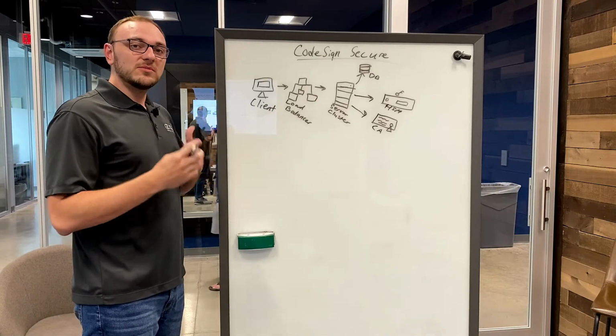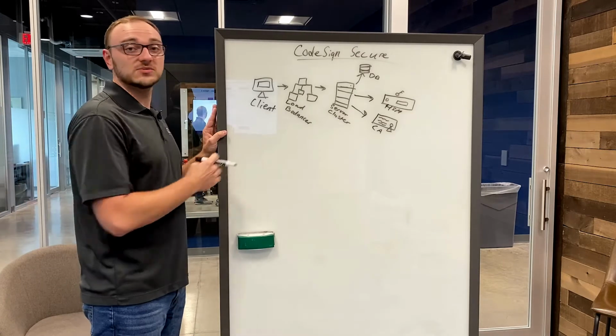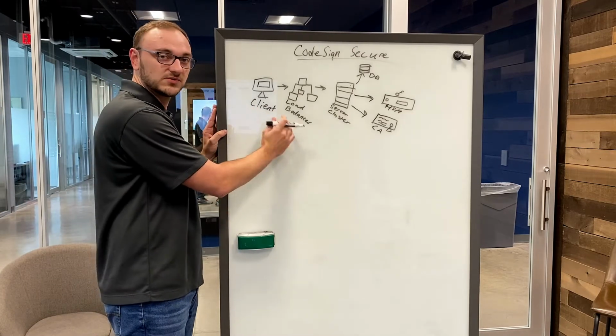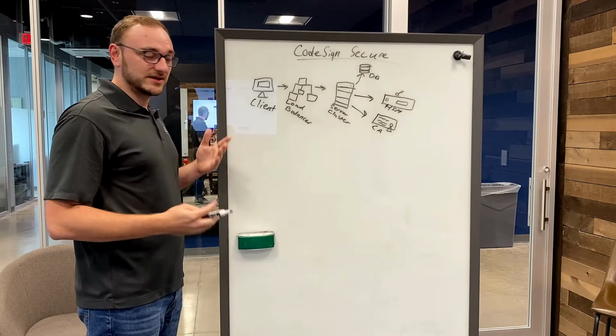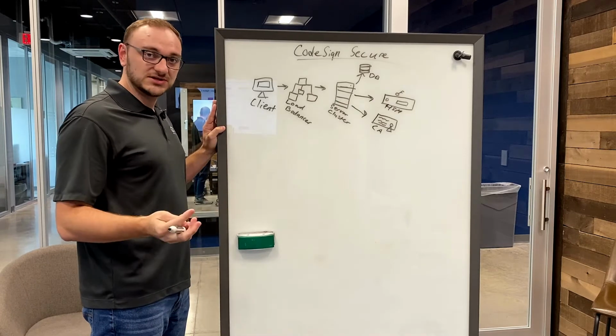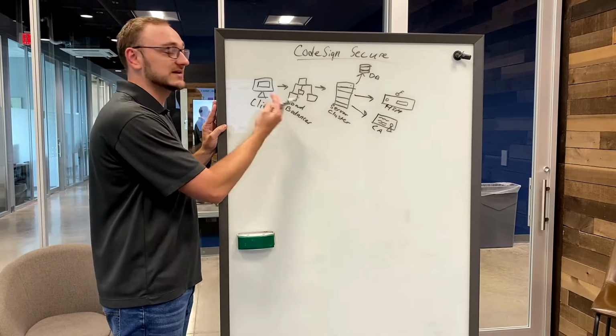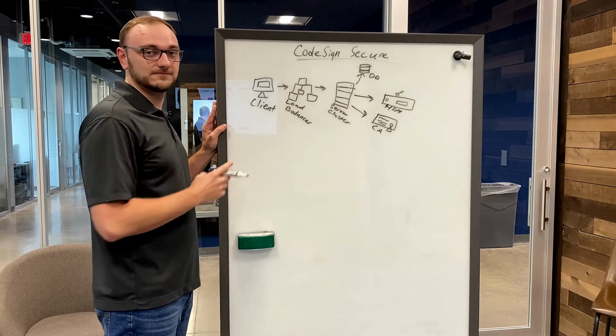Now, I'm going to go a little bit more in detail on how CodeSign Secure works here. So what happens is the signing client goes through the load balancer to the server cluster and authenticates with it. And this is done through a TLS handshake. Now, once that handshake is complete, a session token is passed back to the client. The client then hashes the code on their side.